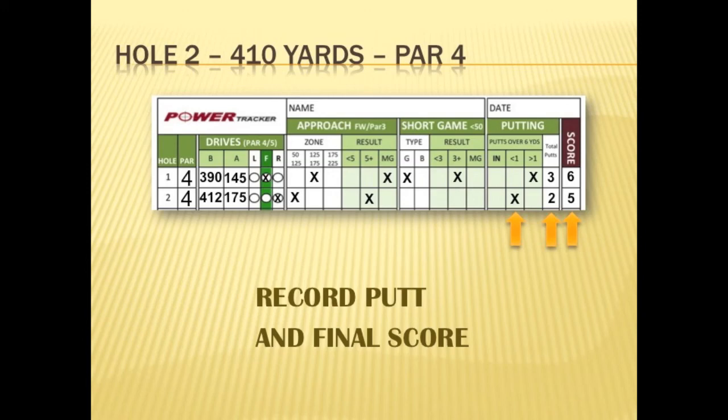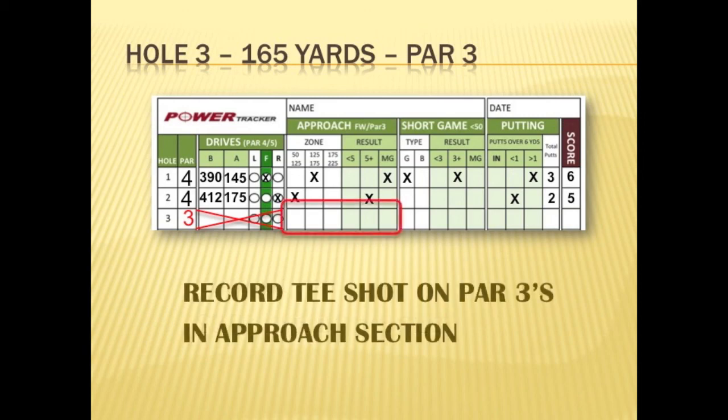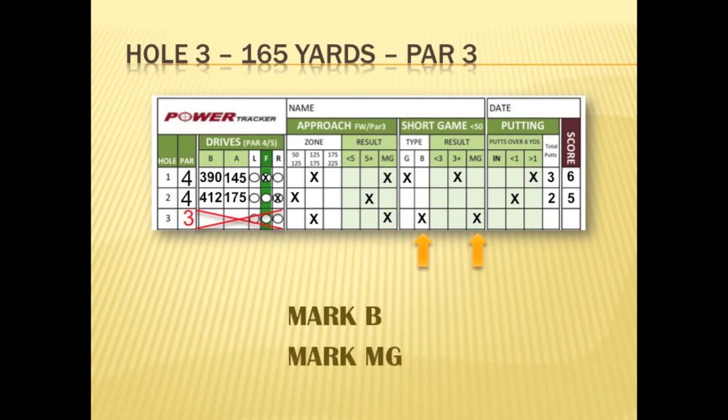Now let's track 1 more hole. Hole 3 is a 165-yard par 3. On par 3s, you skip the drive section. Tee shots on par 3s are recorded in the approach section. You hit the 165-yard tee shot into the bunker and mark the distance zone you are hitting from and mark MG for missed green. Your first bunker shot doesn't get out and you record as a missed green.